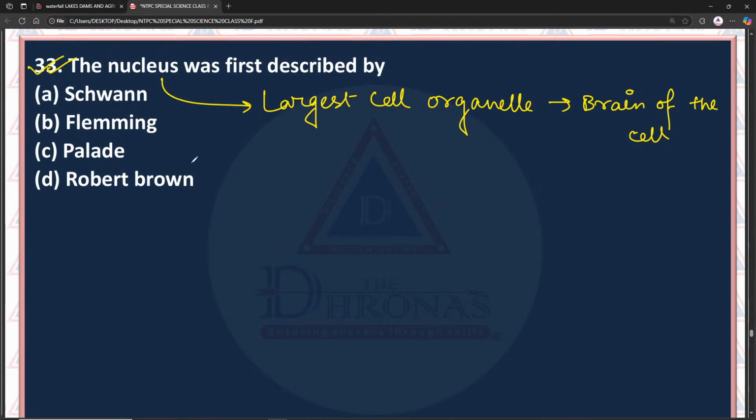So nucleus was discovered by Robert Brown. Robert Brown discovered nucleus. Robert Hooke discovered cell.